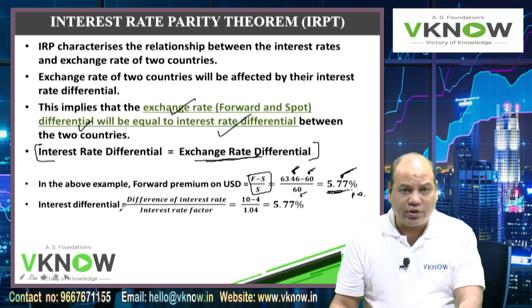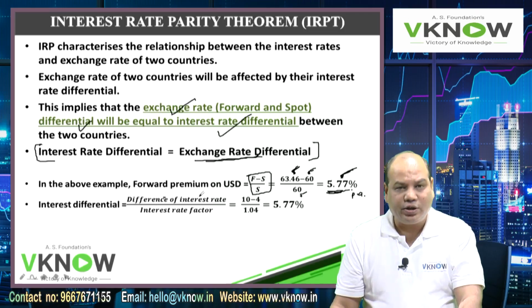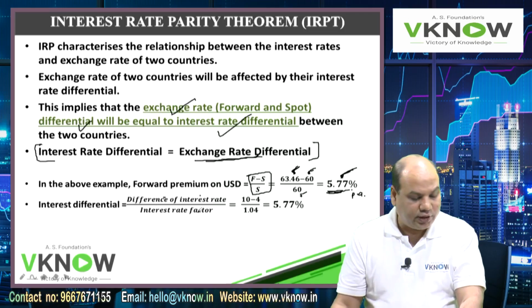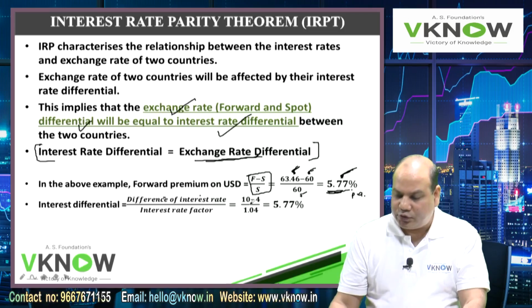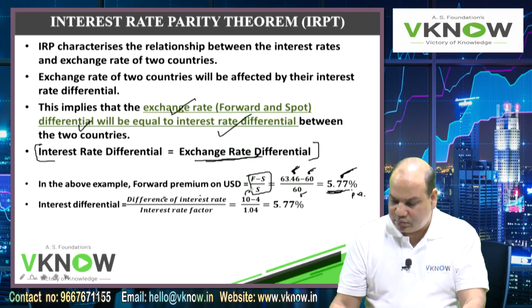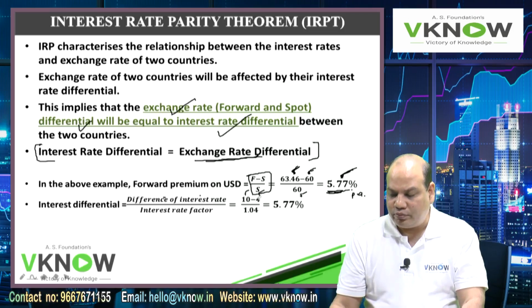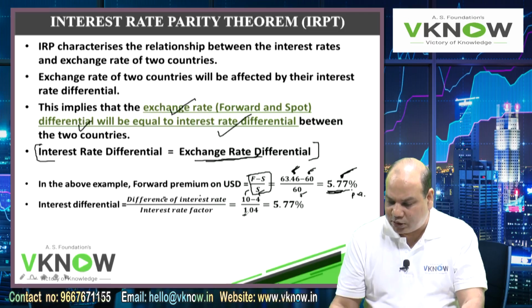Now look at the interest differential. How is interest differential calculated? Difference of interest rates upon the interest rate factor. The difference of interest rates is 10% and 4%, so 10 minus 4, 6%, divided by the interest rate factor, which will be 1 plus the foreign interest rate of 4%.